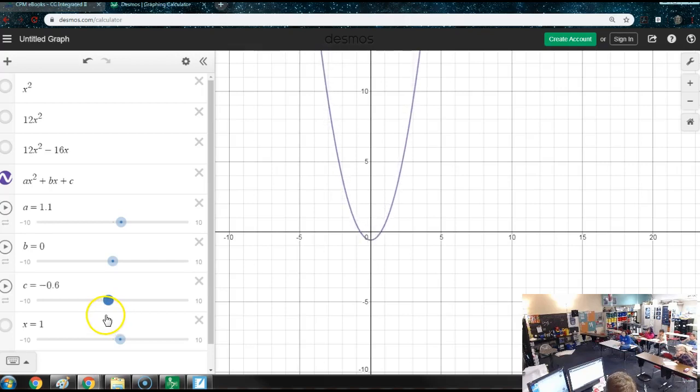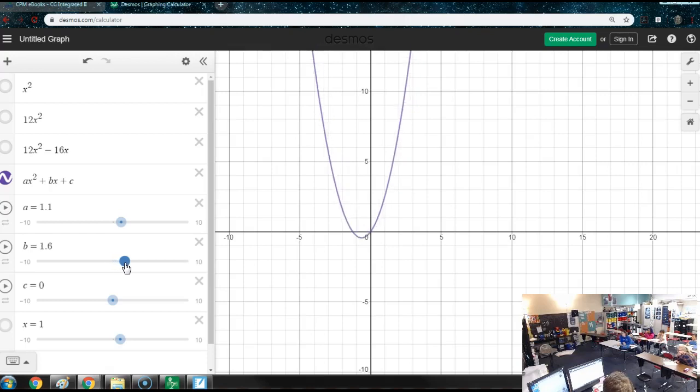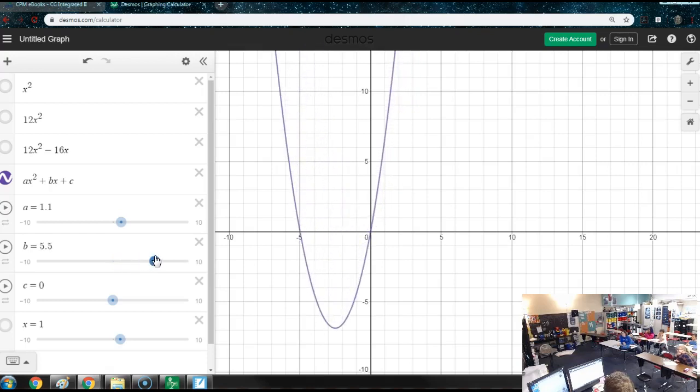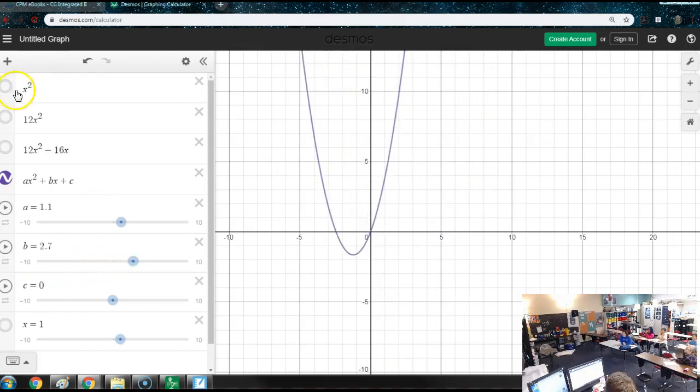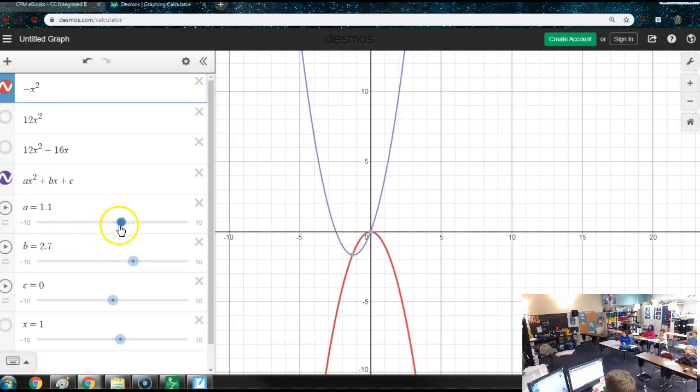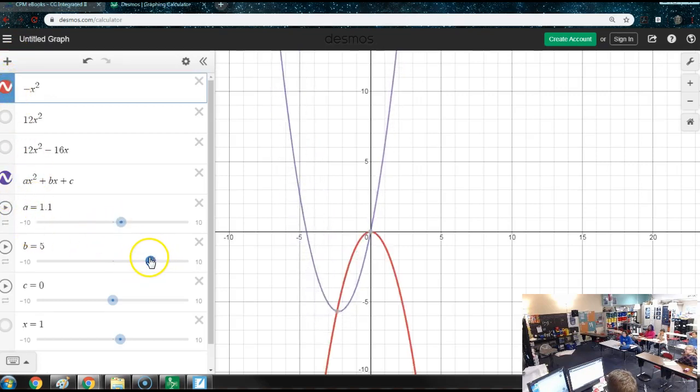But then, somebody's got to mess it up. B, what do you think will happen when I slide my slider for b? You ready to blow your mind? It's going in the shape of... What do you think, David? It's going the opposite parabola that it is. Right? Is it? Yeah, it is.